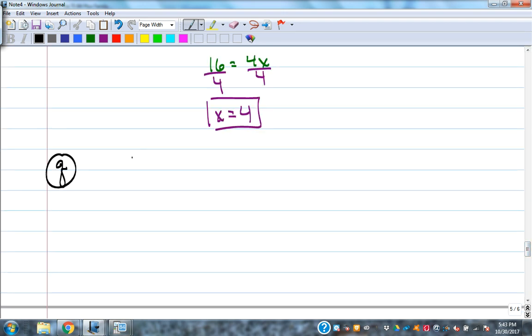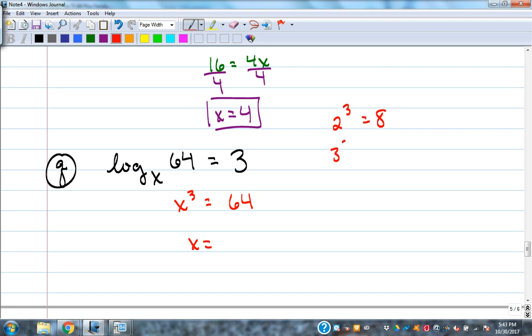What if they put the x in the log base? Log base x of 64 equals 3. Oh, it's just x to the third equals 64. What to the third power gives me 64? Now let's think of our cubes. 2 cubed is 8. 3 cubed is 27. Oh, I forgot 1 cubed is 1. What's 4 cubed? Oh, it's 64. So x is 4. That's nice.